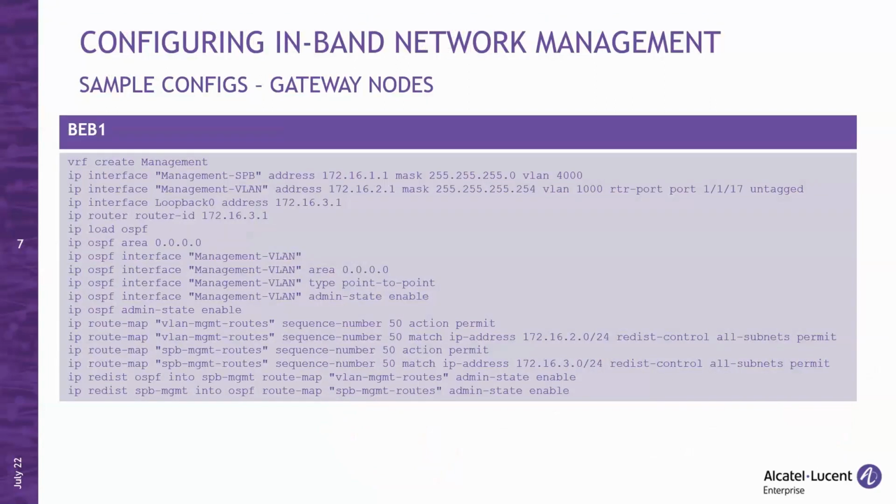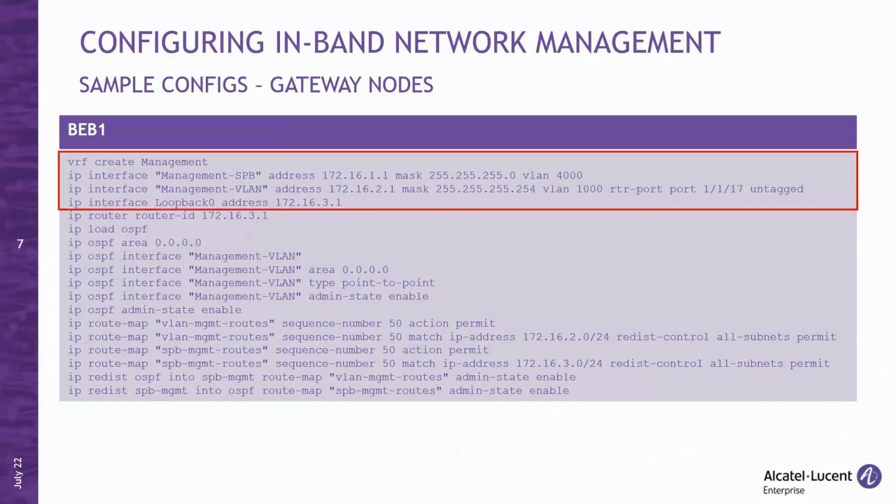Here's an example for BEB1, one of the two gateway nodes linking the SPB domain and the external management network. Let's dissect this config. In this first part, we create the management VRF. Within this VRF, we create an SPB management IP interface, which is bound directly to the control backbone VLAN 4000. And we create a VLAN management IP interface, which is bound to VLAN 1000 and linked to the port we use to connect to the external management network, port 17 in my example.